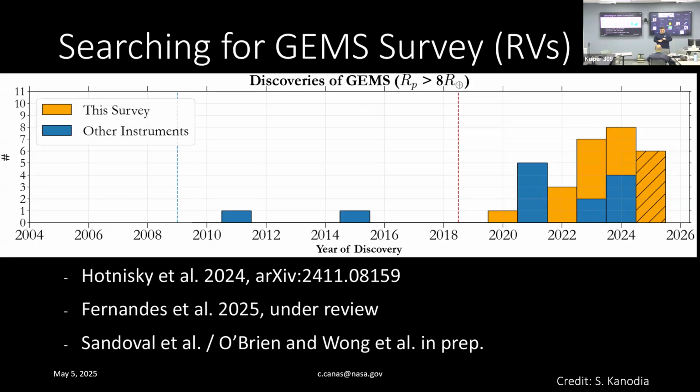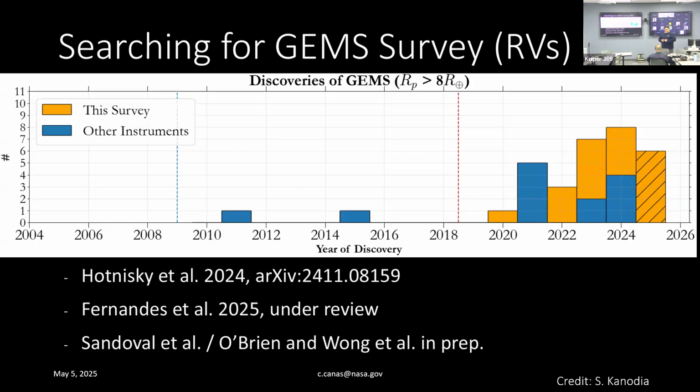Rachel Fernandez is currently putting out a paper for a super Saturn, something slightly larger and more massive than Saturn, orbiting a metal-rich M-dwarf, which is currently under review. Then we have a graduate student, Anjali Sandoval, and 2 undergraduates, Shane O'Brien and Amber Wong, who are leading individual papers on 3 other systems. Those should be coming out really soon.